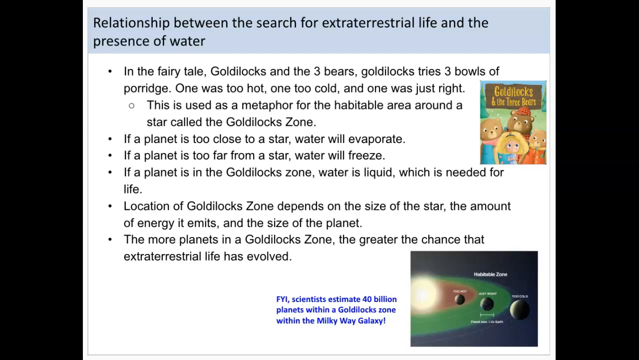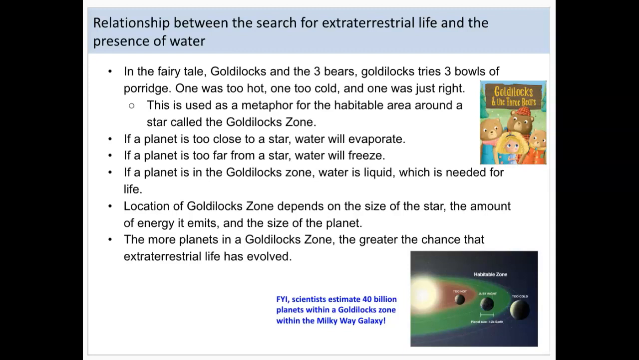The reason it's called the Goldilocks zone is because if a planet is too close to a star, water will evaporate because the temperature will be too high. If the planet is too far from a star, the water will freeze on the surface of the planet, and therefore the temperature is too cold. But if the planet is in the Goldilocks zone, water remains a liquid because the temperature is just right. Therefore, this would be needed for life. So again, that area around a star that's considered the habitable area for potential life is called the Goldilocks zone.